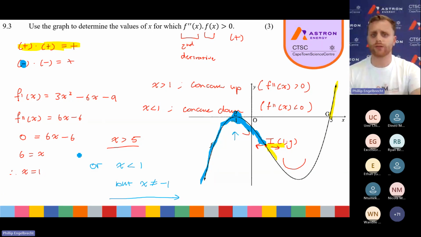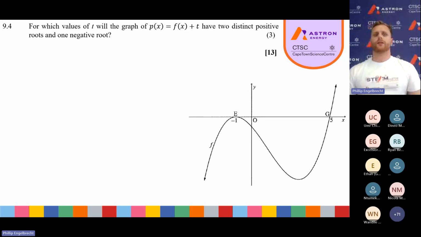Okay, guys, so I hope we are still awake because now for the next question, it says, for which values of t will the graph p of x, which is f of x plus t, have two distinct positive roots and one negative root? So we want to know what must t be. So t is basically f of x plus t, and we want to know for which values of t will I have two positive x-intercepts and one positive y-intercept. Guys, you have 3 minutes to try and answer this question, and you can post your answer in the chat. So guys, good luck and try.